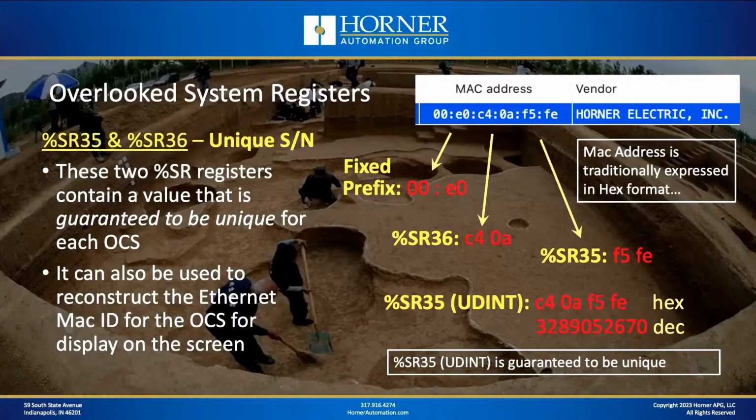And between the pair of those, they provide a unique serial number for every OCS. So the two values, when taken together as a double integer, SR35 as a double integer, effectively guarantee that when you read those values, you're going to have a unique number assigned for every OCS. Now, how does that work?